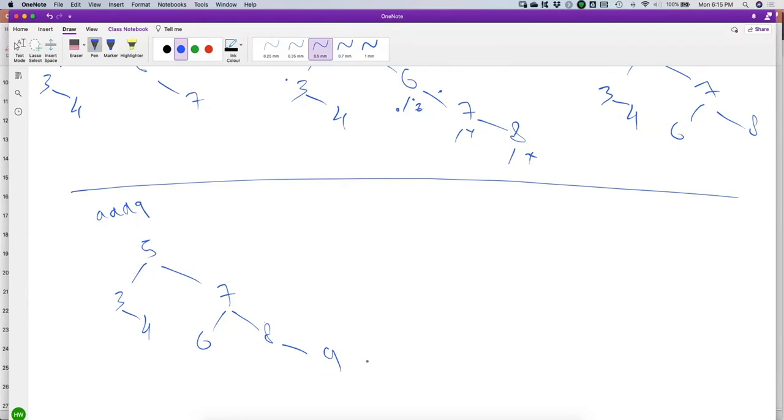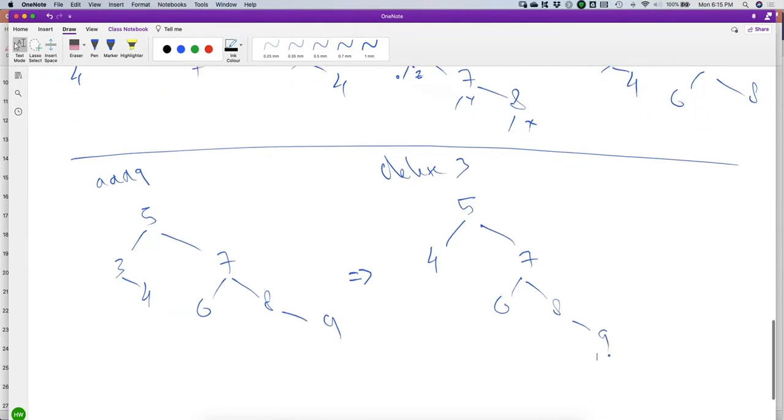But after adding 9, we need to delete 3. Right? We need to delete 3. So that means 3 is going to disappear. So when 3 disappears, then 4 is going to take its place. And on the right-hand side, we have 7, 6, 8, 9. Now there is an imbalance, because here is 1 on this side, but 3 on the other side. So then we have to restructure again.